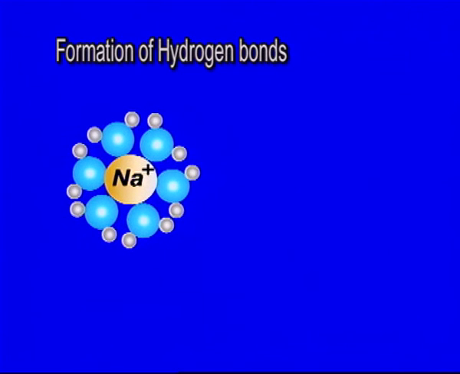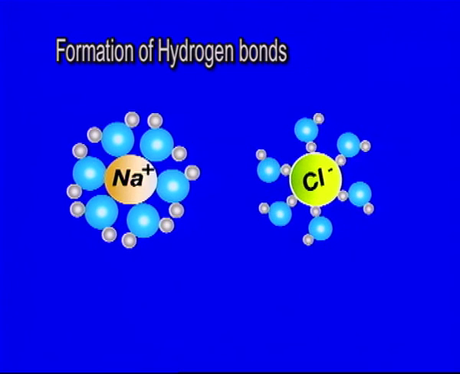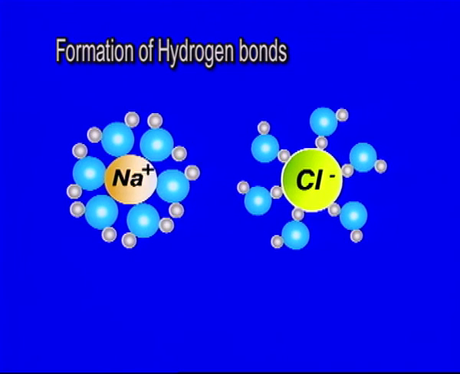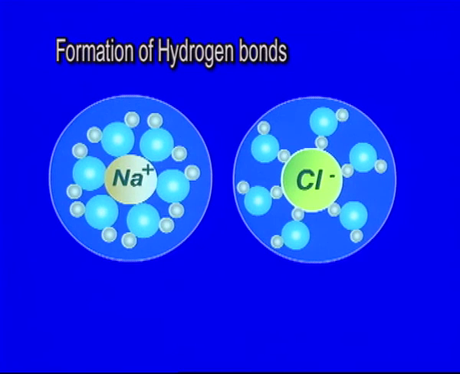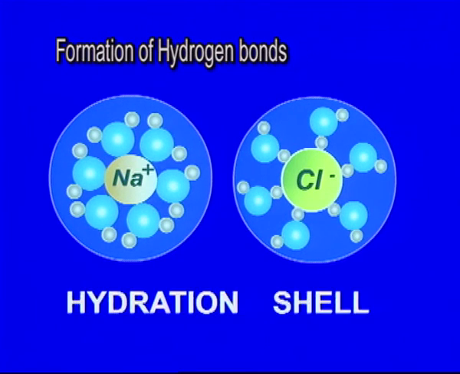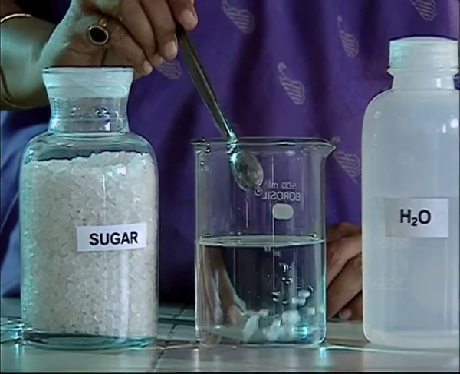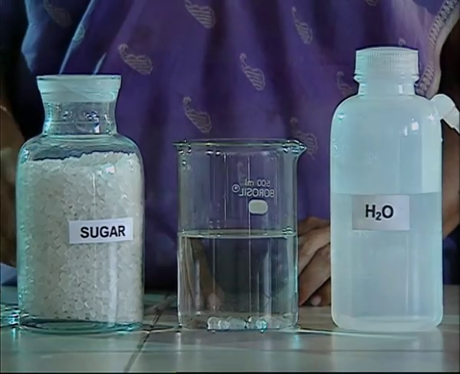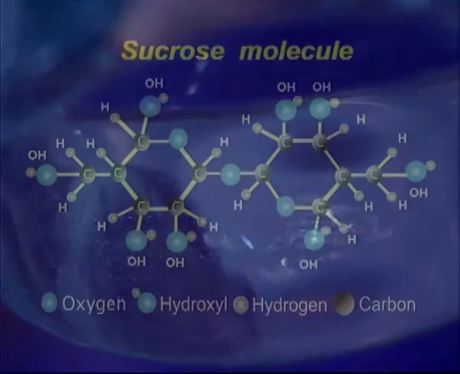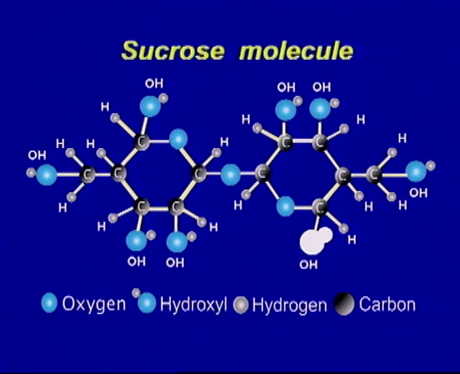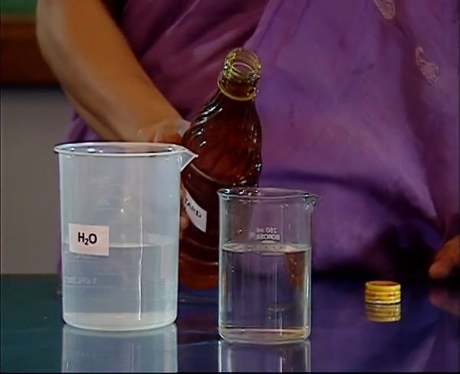The water molecules are said to form hydrogen bonds with the ions. The shell of water around the ion, known as the hydration shell, prevents the ions from coming together. In the case of sugar, the sucrose molecule contains polar hydroxyl groups which form hydrogen bonds with the water molecule. Oil and water do not mix.